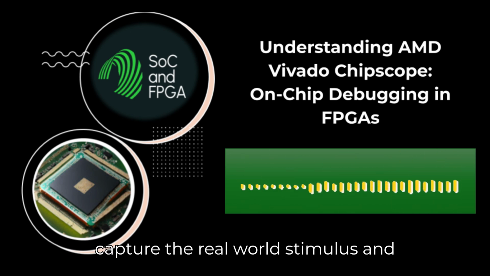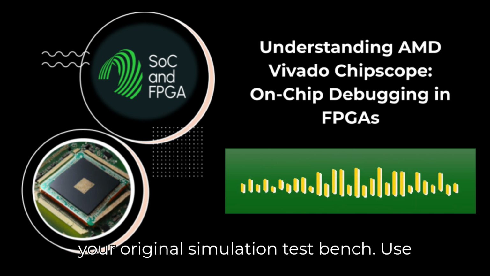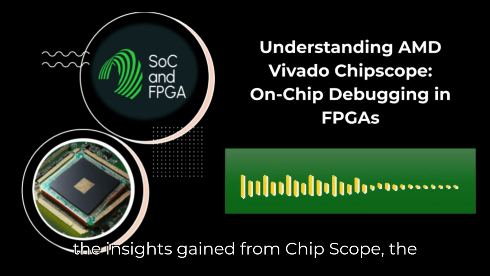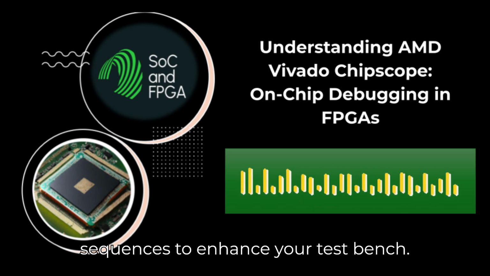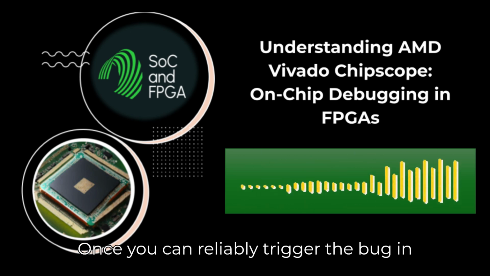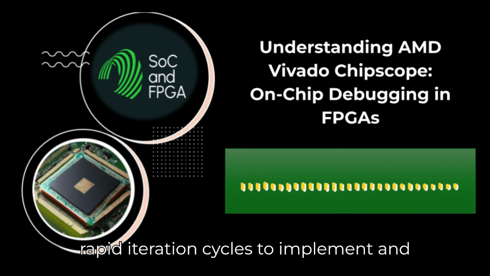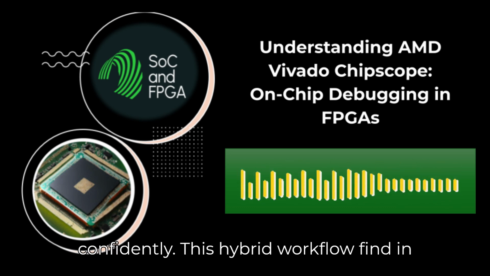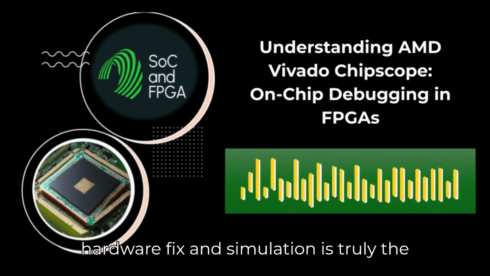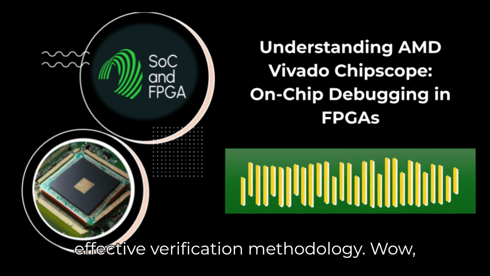It helps you capture the real-world stimulus and behavior that are likely missing from your original simulation test bench. Use the insights gained from Chipscope, the trigger conditions, the captured sequences, to enhance your test bench. Once you can reliably trigger the bug in your simulator, you can leverage the simulator's much better visibility and rapid iteration cycles to implement and thoroughly verify the fix quickly and confidently. This hybrid workflow, find in hardware, fix in simulation, is truly the hallmark of a mature, efficient, and effective verification methodology.